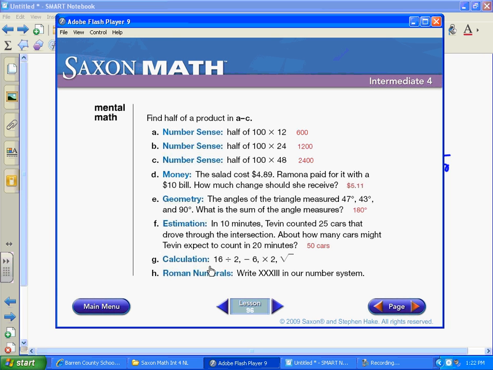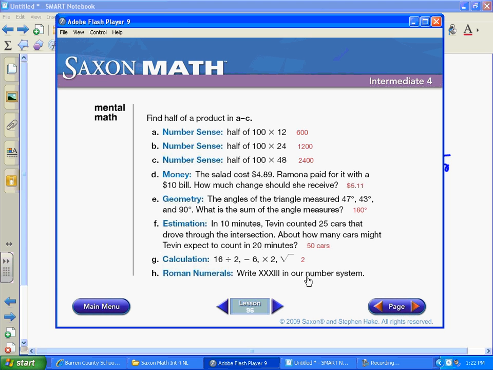Okay, calculation. 16 divided by 2. 8 minus 6. 2 times 2. 4. And the square root of 4 is 2.